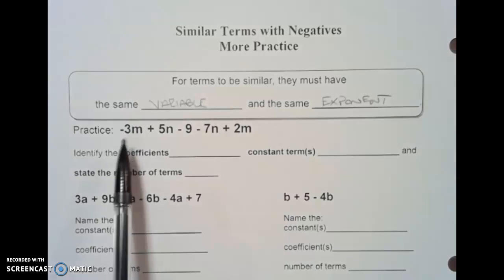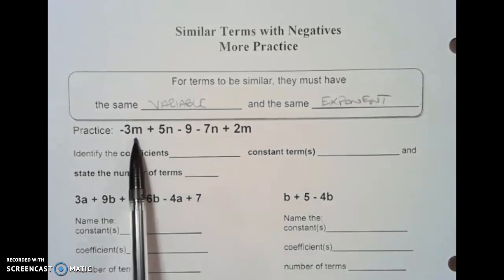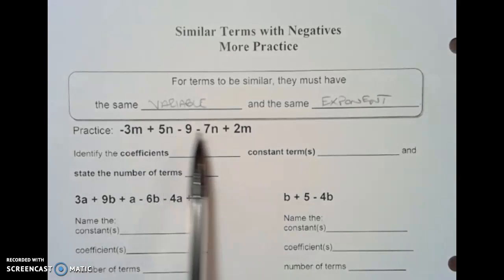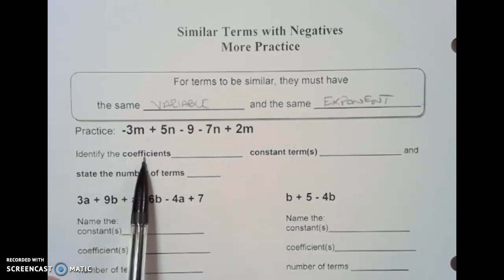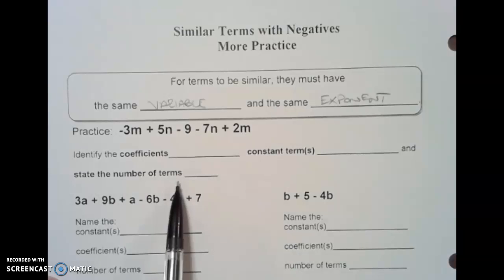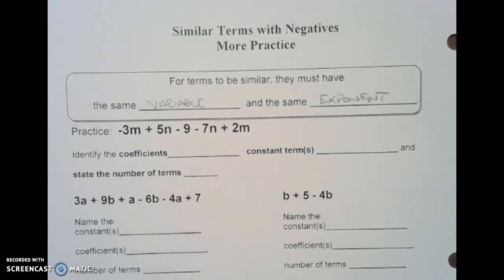Okay, so here's an expression: negative 3m plus 5n minus 9 minus 7n plus 2m. We're going to identify the coefficients and the constants, and we're going to state how many terms there are.